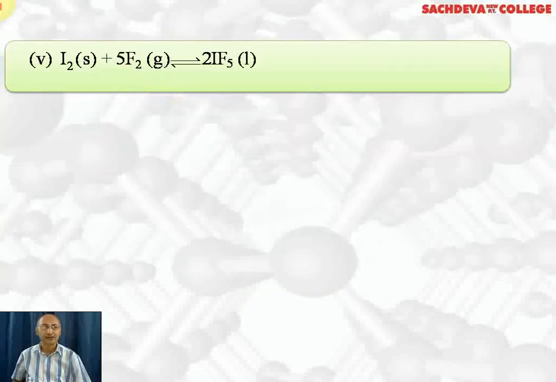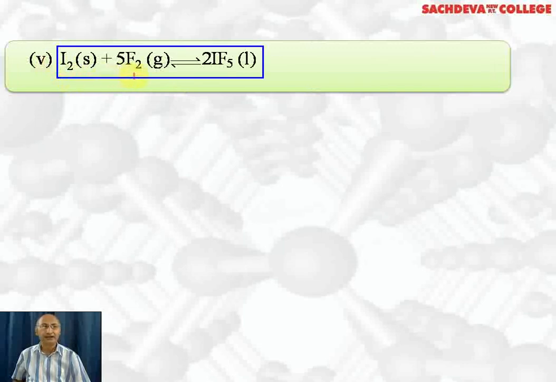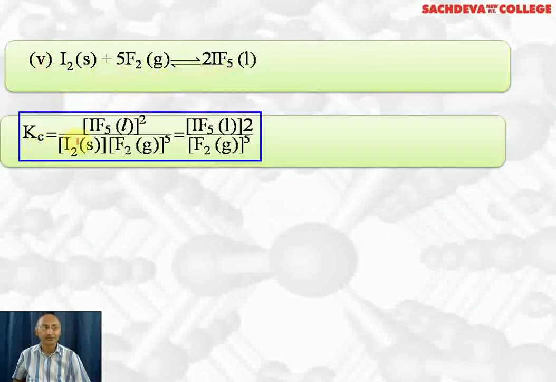Next we take up the fifth: I2 solid plus 5 F2 gas gives 2IF5 liquid. Now this is again a heterogeneous equilibrium. The Kc expression should be IF5 liquid raised to the power 2 divided by I2 solid molar concentration into molar concentration of F2 gas raised to the power 5. Here the molar concentration of the solid we take as 1. So the final expression comes out to be the molar concentration of IF5 liquid raised to the power 2 divided by the molar concentration of F2 gas raised to the power 5. Why raised to the power 5?